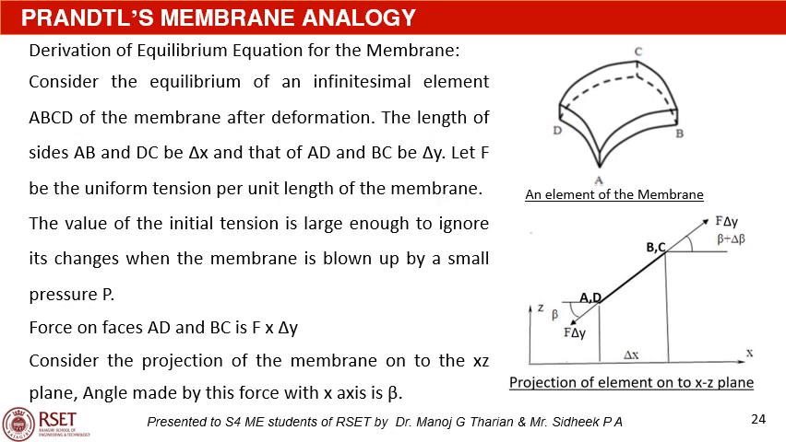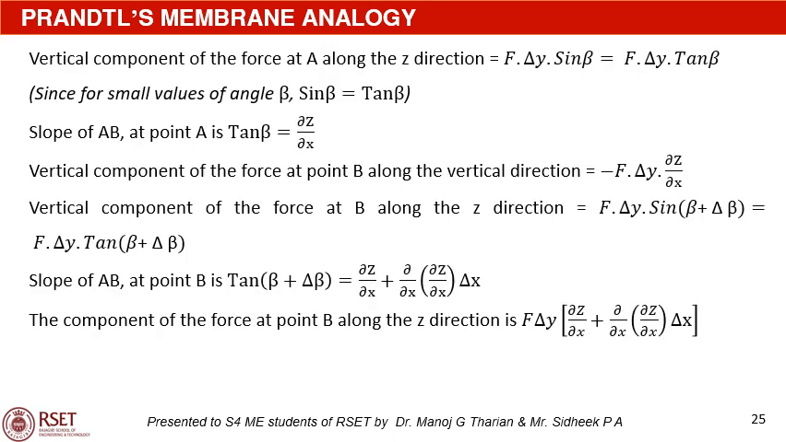As can be seen from the figure, at point A, the force F into delta y makes an angle beta with the x-axis. And at point B, the force F into delta y makes an angle beta plus delta beta with the x-axis. Vertical component of the force at point A along the z direction is given by F into delta y into sine beta, which is equal to F into delta y into tan beta, because for small values of angle beta, sine beta equal to tan beta.